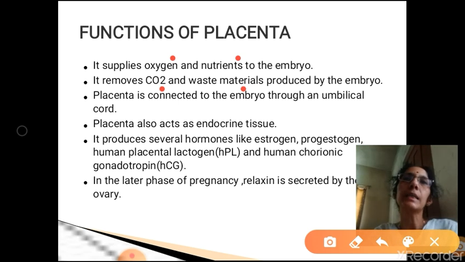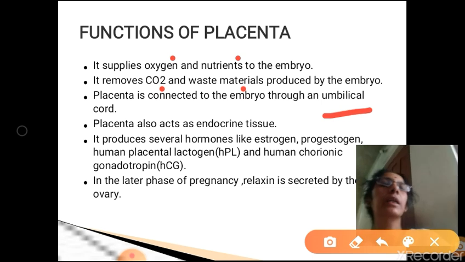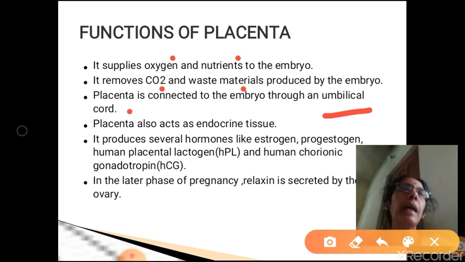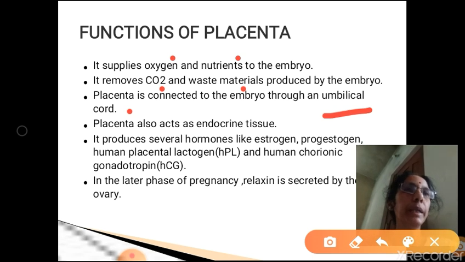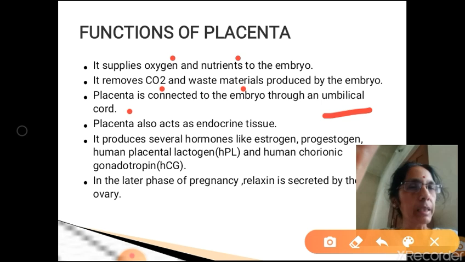And placenta is connected to the fetus with the help of a disc-like structure called the umbilical cord. And now placenta is considered to be an endocrine tissue. You know what endocrine and exocrine glands are. Normally endocrine glands secrete hormones. So placenta is called an endocrine tissue. Why is it called an endocrine tissue?